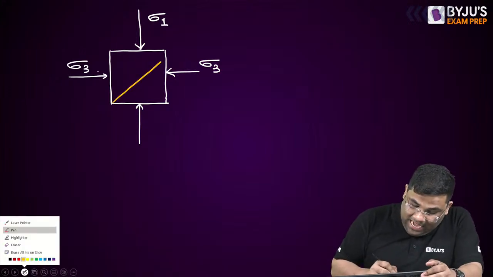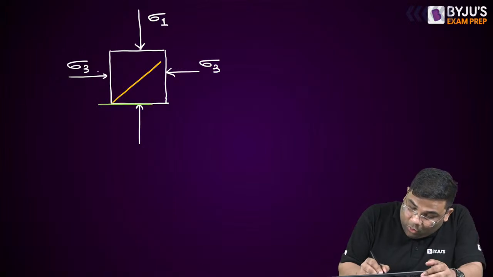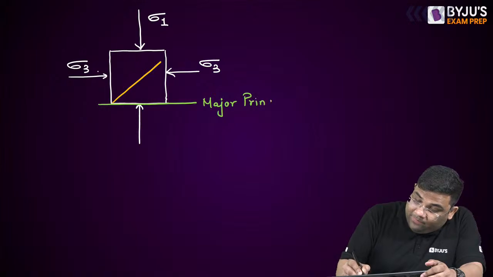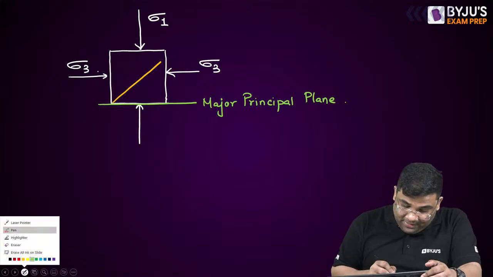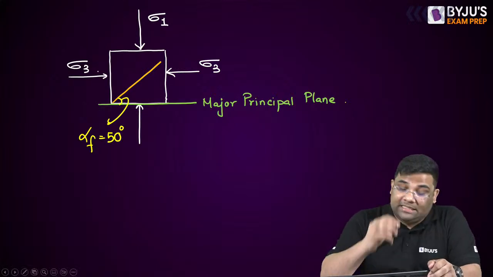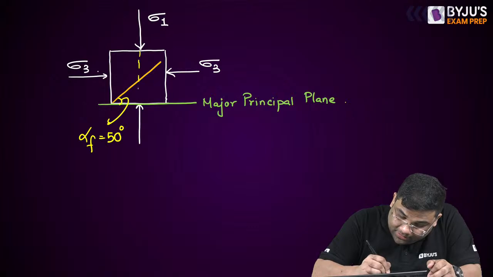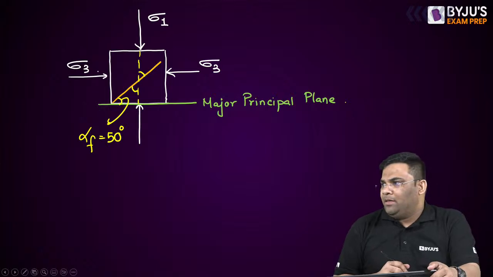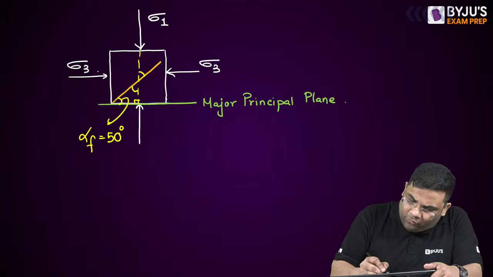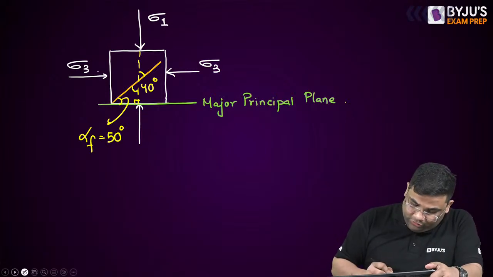Now the alpha f which we get is always with the horizontal, or I can say with the major principal plane, right? With the major principal plane, it is making an angle of 50 degree. This alpha f is this angle. Whereas they have asked with the major principal stress. So if you extend this major principal stress, they have asked this angle. This angle will be how much? Tell me. This angle will be 40 degree. Very smart. This is 90, so this is 50, and the remaining one will be 40 degree. Understood everyone?